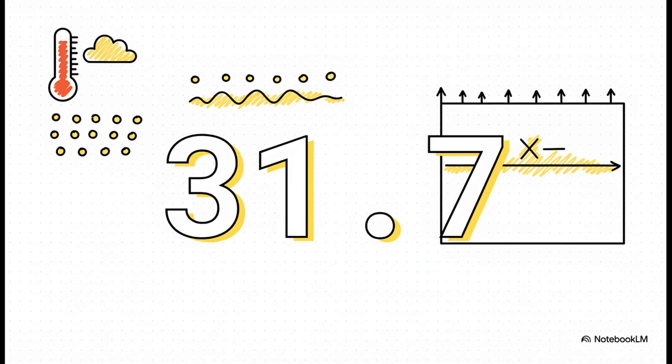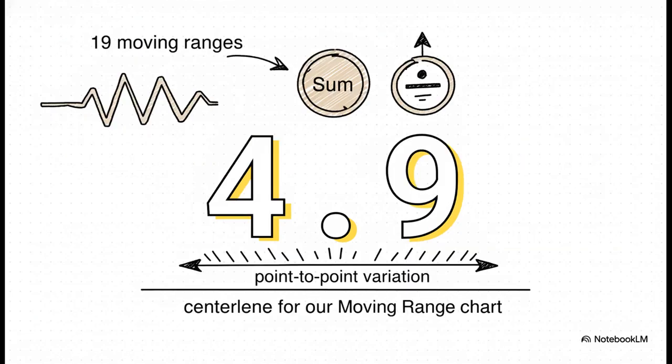That's going to be the center line on our top chart. Next, we do the same thing for our moving ranges. We calculated 19 of those little point-to-point differences. We add them all up, divide by 19, and we get our average moving range, or R bar, of 4.9. This number represents the average short-term variation in our process, and it becomes the center line for our bottom chart.